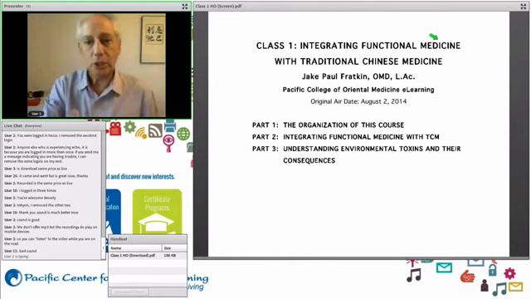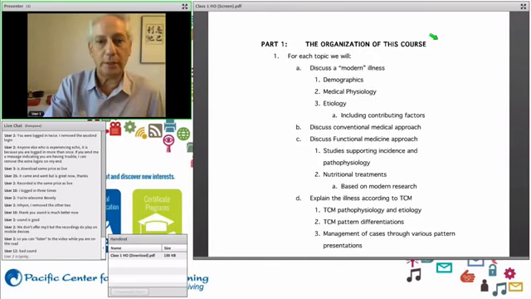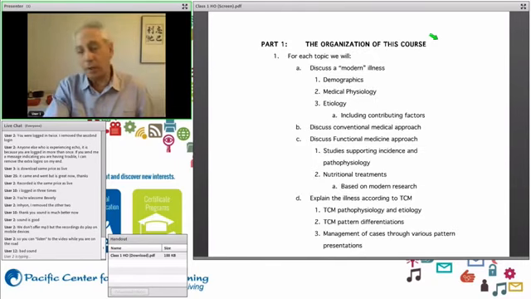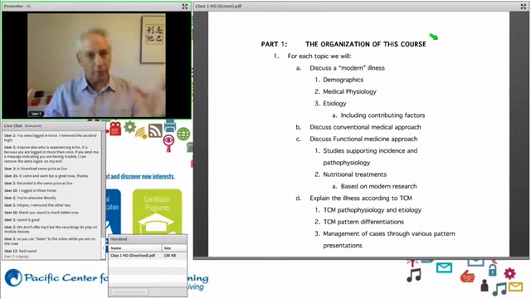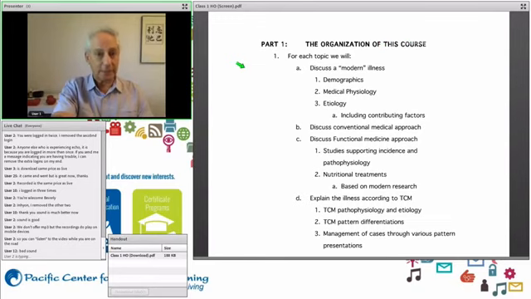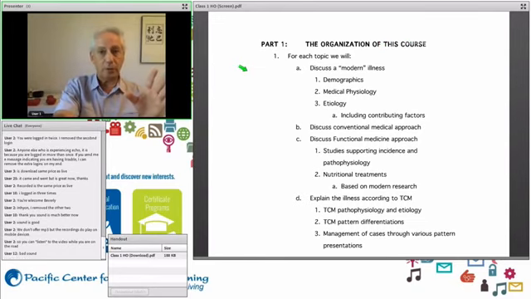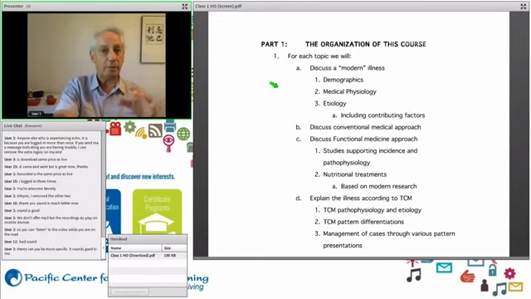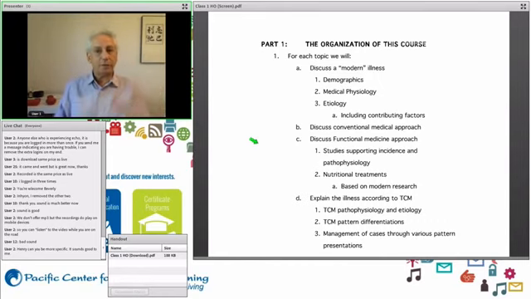All right, so let's move on here with these notes. Okay, organization, of course. A lot of times I talk off the cuff, then I find out my notes say exactly the same thing. It's kind of redundant. So for each topic, we will discuss a modern illness. We'll talk about the demographics, the medical physiology, etiology. We'll discuss the conventional medical approach. Then we'll discuss the functional medicine approach.